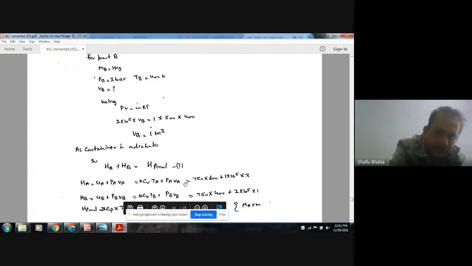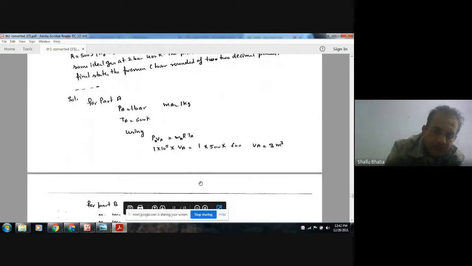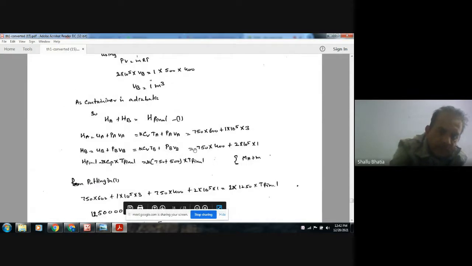Now we have C_V as 750, temperature as 600, pressure as 1 and volume as 3. So this is H_A. Similarly, we can find out H_B also. And this is H_A and H_B.